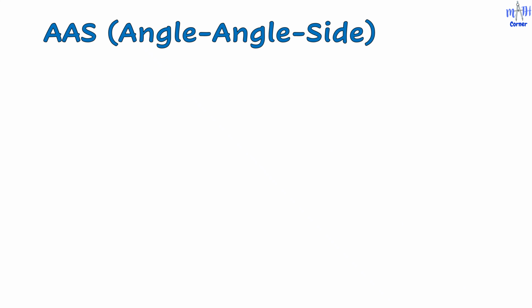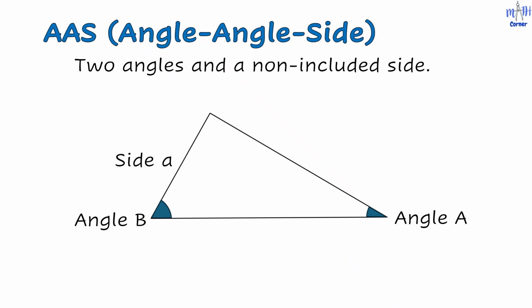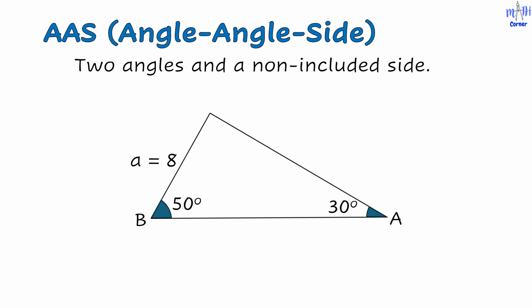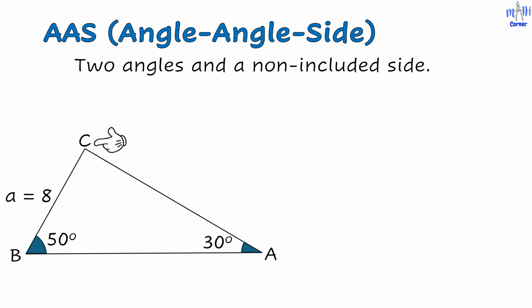Case 2: AAS, angle, angle, side. You are given 2 angles and a non-included side. Example. Suppose angle A is 30 degrees, angle B is 50 degrees, and side a is 8 units. First, find the third angle. Angle A plus angle B plus angle C equals 180 degrees.